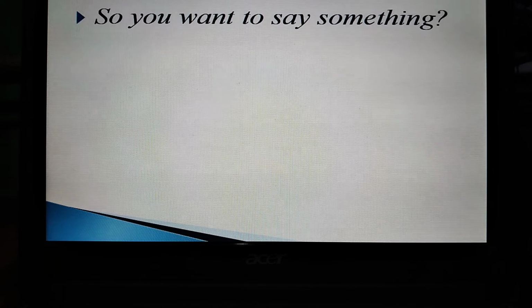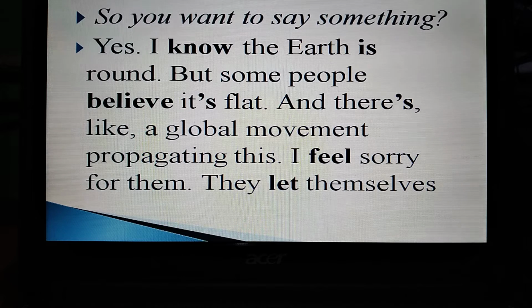So, suppose you are in a science class using English and your teacher sees you want to say something. He notices that you want to say something and he says to you, so you want to say something? And this is what you can come up with regarding a certain issue being discussed in the class. Pay attention to the bold type verbs because these are the verbs that suggest the simple present tense to talk about expressing facts or current issues.